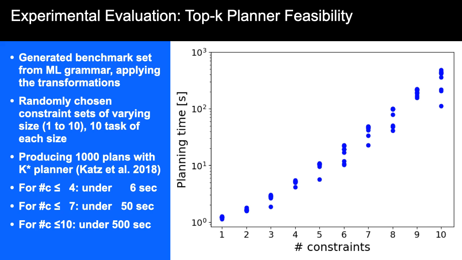We ran a K-star planner on these tasks, requesting 4,000 plans for each task. For the tasks with up to 4 constraints, we were able to always find all requested plans in under 6 seconds. For up to 7 constraints in under 50 seconds, and for up to 10 constraints in under 500 seconds. As a typical human selection is around 3 or 4 constraints, we can conclude that the planner will not be a bottleneck to our approach.